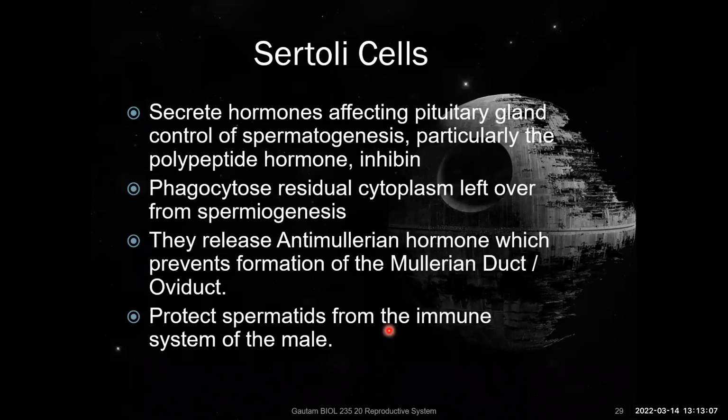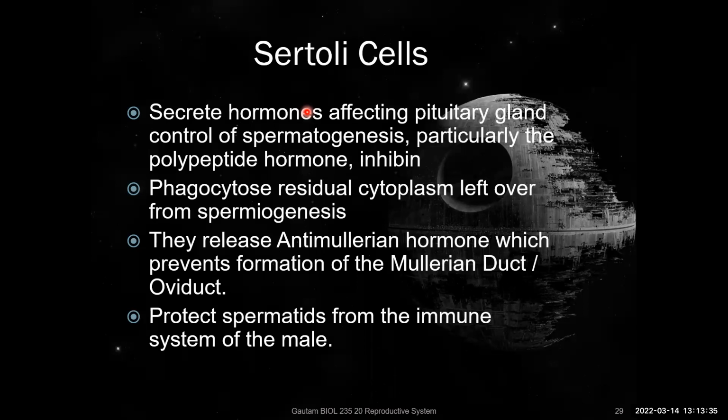Okay. Sertoli cells also secrete hormones that affect the pituitary gland. So Sertoli cells are going to produce hormones that travel back up to the pituitary gland. Specifically, it's going to be the anterior pituitary gland, and it's going to influence the hormones that are released from the anterior pituitary gland that have a role in spermatogenesis. And we'll see what those hormones are coming up.